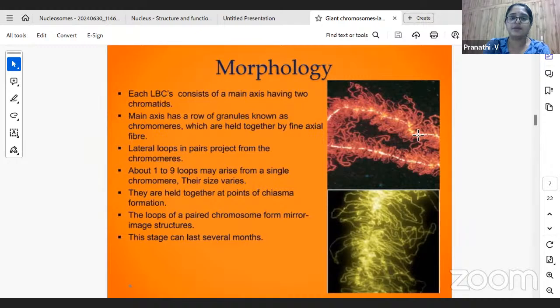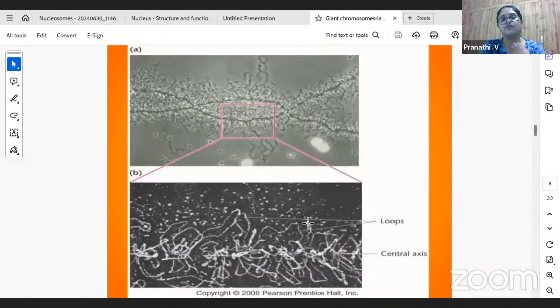So you have many lateral loops present, 1 to 9 loops of different sizes, and they are held together by a chiasma. And this is in the form of a paired chromosome, and they form mirror images. This stage can be present for many months at a time. So this is the central axis, and these are the loops that are present.